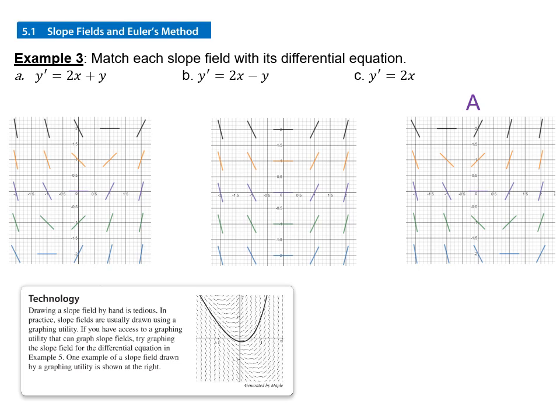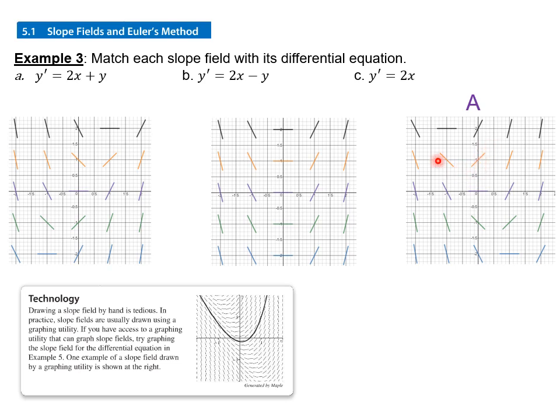Now, why did I say the last one is A? Well, let's plug in a point. Let's plug in 1, 1. If I plug in 1, 2 times 1 is 2, plus 1 is 3. Does that have a slope of 3? Kind of looks like it does. Okay. So that's kind of what we're doing. If I plug in 0, 1, that'd be 2 times 0 is 0, plus 1 is 1. That matches this. This looks like it's got a slope of 1 right there.